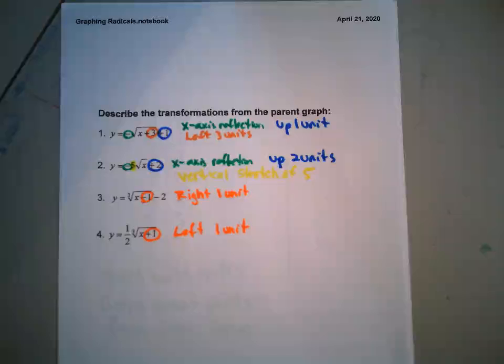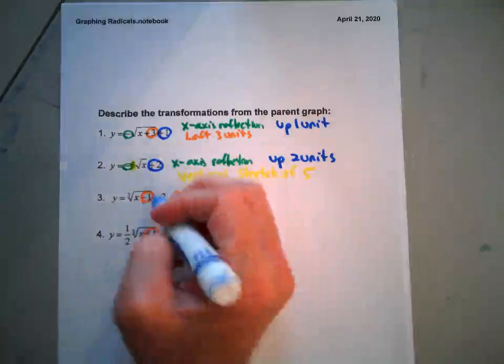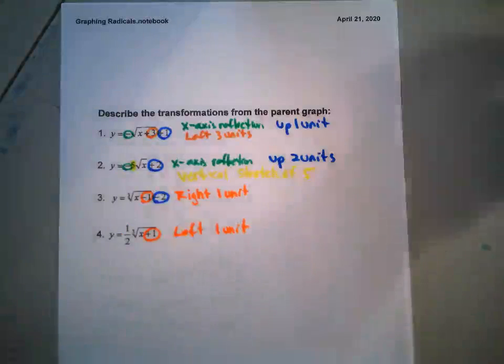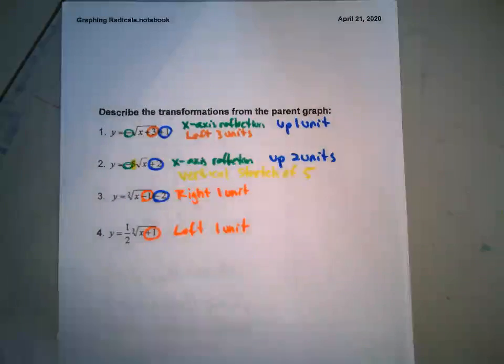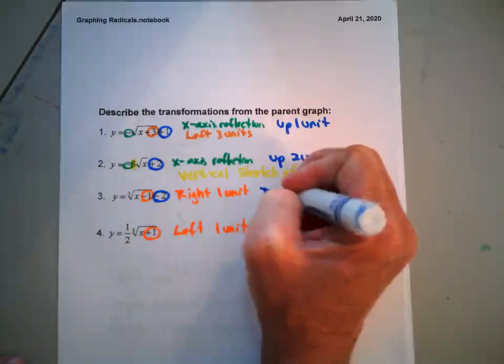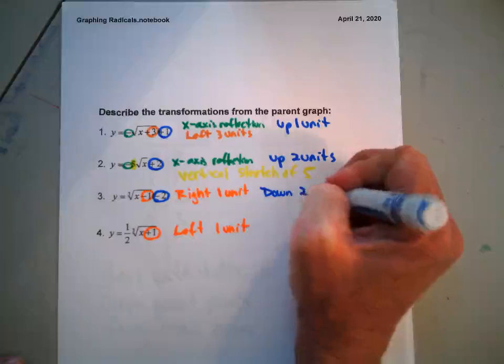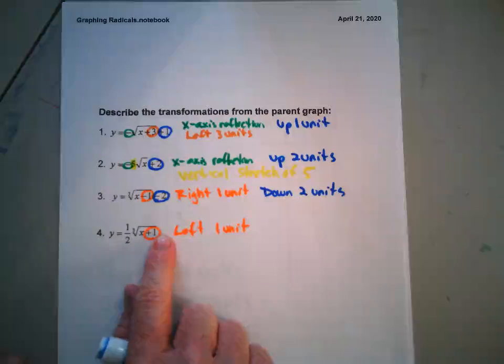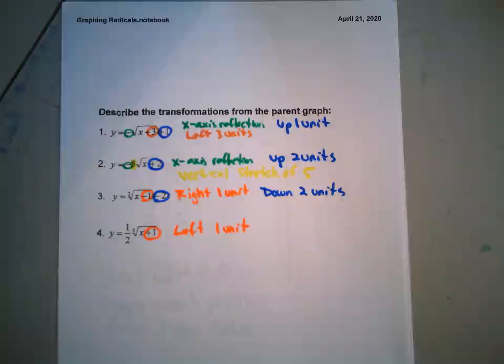All right, so do we have any vertical shifts? Yes, we do. We have a vertical shift right here. So the vertical shift has a direct relationship. So since this is a -2, we'll be going down 2 units. And number 4 does not have a number outside the radical, so therefore it doesn't have a vertical shift.